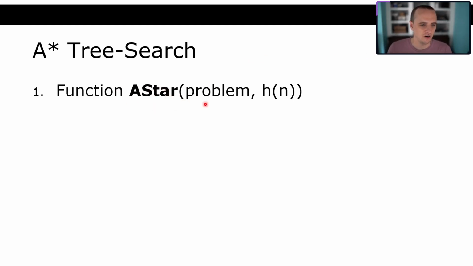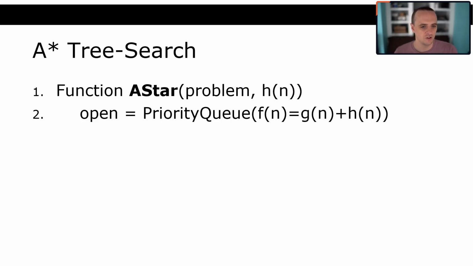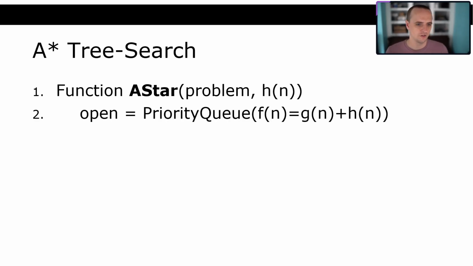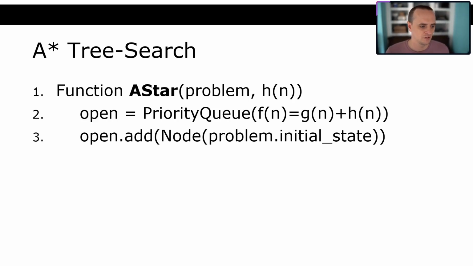So here's the function, A star. It's going to take in a problem instance, and it's going to take in a heuristic value. Our open list is going to be a priority queue, and you could implement this as a list or as an array, however you implement the open list. But the simplest thing is to use a priority queue, so that when we pop off the priority queue, sorted based on F of N equals G of N plus H of N, we'll always be popping off the thing with the minimum value. We're going to add the node containing the initial state of the problem to the open list. So that's how we set up A star search: a priority queue, where the priority is F of N, and then we add the node with the initial state.